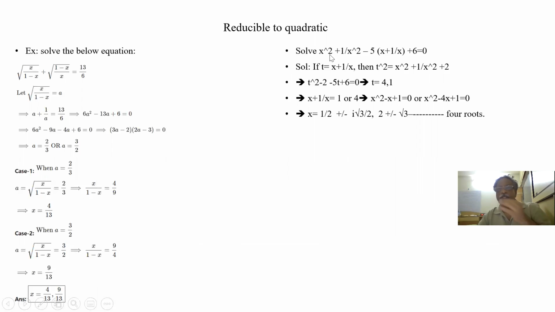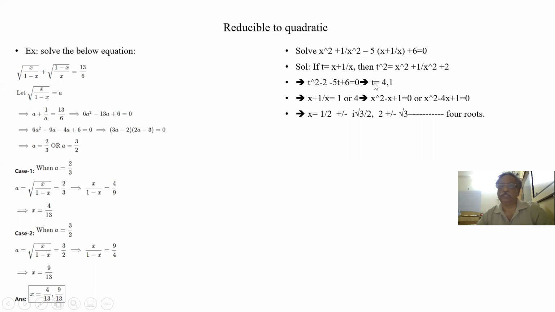Similarly, x square plus 1 by x square plus 5 into x plus 1 by x plus 6 is equal to 0. So here I am taking x plus 1 by x as t. Then what is t square? x square plus 1 by x square plus 2, the 2ab terms get cancelled out. So x square plus 1 by x square is t square minus 2. So this equation becomes t square minus 2 plus 5t plus 6 is equal to 0.